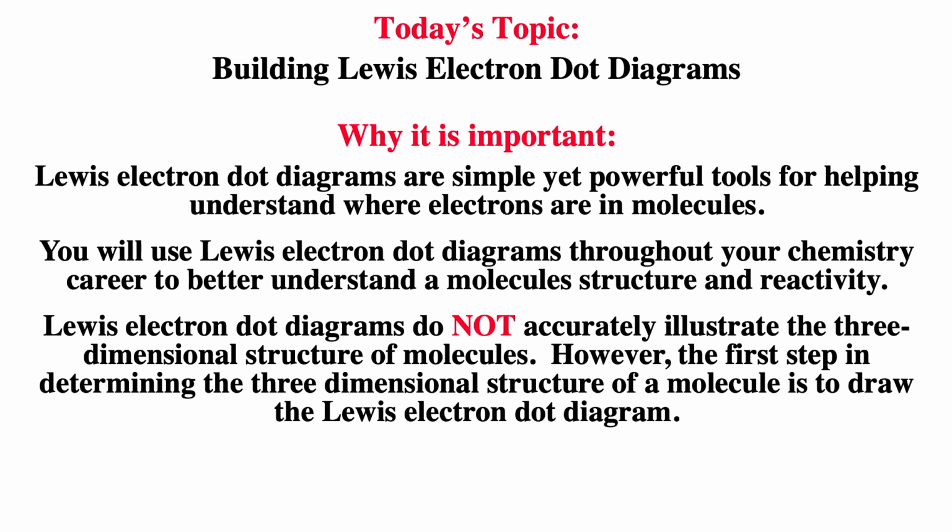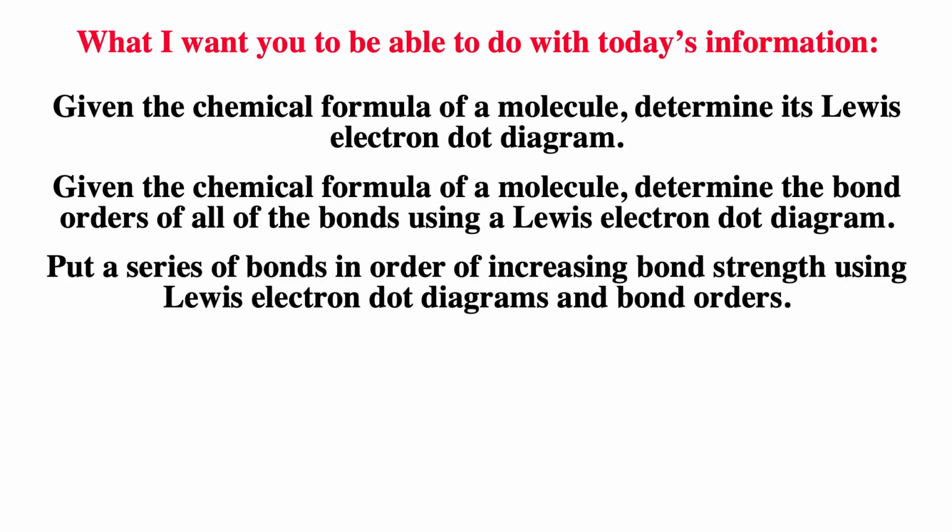Lewis diagrams are simple yet powerful tools for helping us understand where valence electrons are in the molecules. As long as you're doing chemistry, you will be doing Lewis electron dot diagrams. Lewis diagrams are two-dimensional, and so they do not accurately depict the three-dimensional structure of molecules.